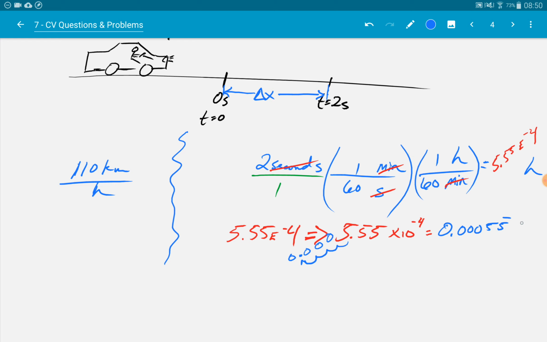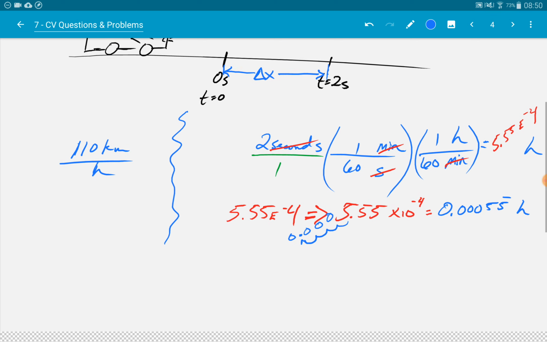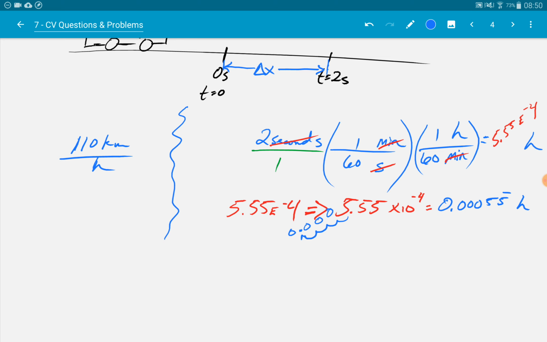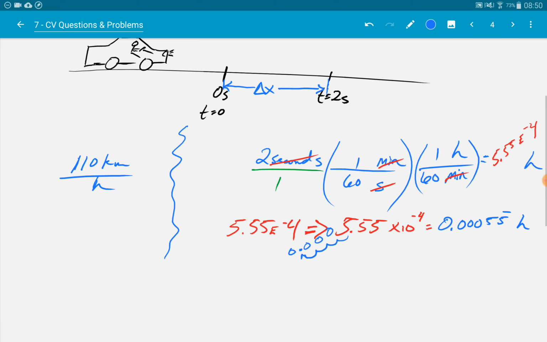Okay, now that's in hours. So that's a very small amount of hours, and you should say, yeah, that makes sense, because 2 seconds is very, very quick, and an hour is a pretty good amount of time there. And so I would expect something to be very, very small like that.